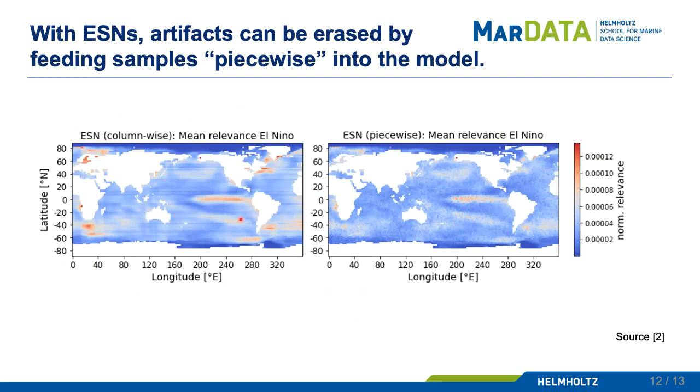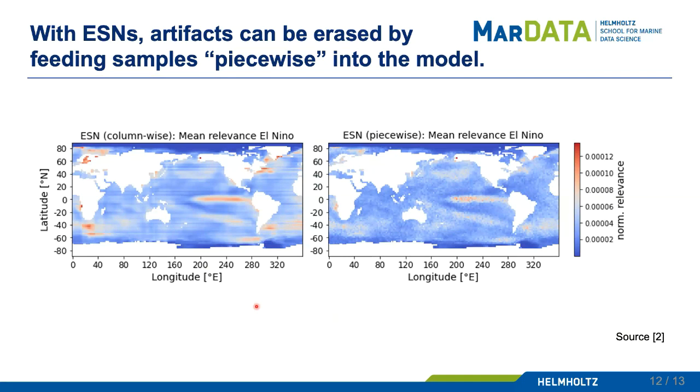These stripes slightly differ for different model initializations. Plus, when we feed samples row by row instead of column-wise, we get vertical stripes instead of horizontal stripes. And that clearly marks them as artifacts. And another effect is that we have a varying number of valid grid points per column.